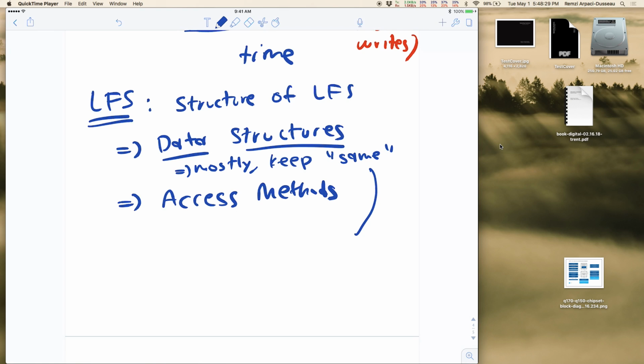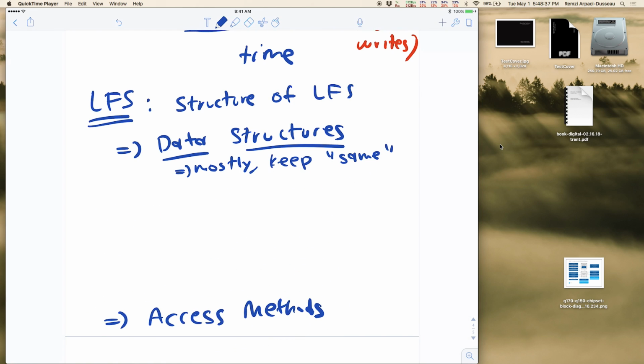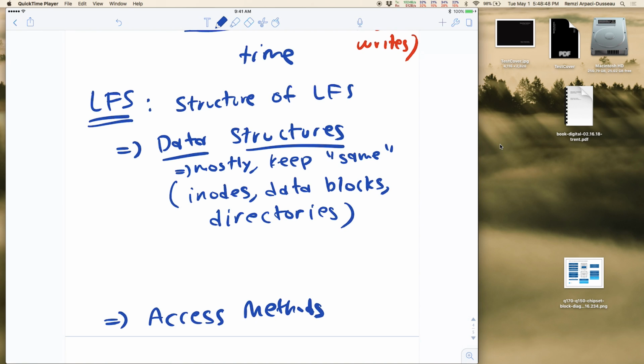So let me, I'll just move this down so I don't have to write it again. So mostly what we want to do is keep the same kinds of structures, for example, inodes, and inodes point to data blocks and things like that, and directories. All of that sort of thing we want to keep more or less the same. But we have to add a little bit more.